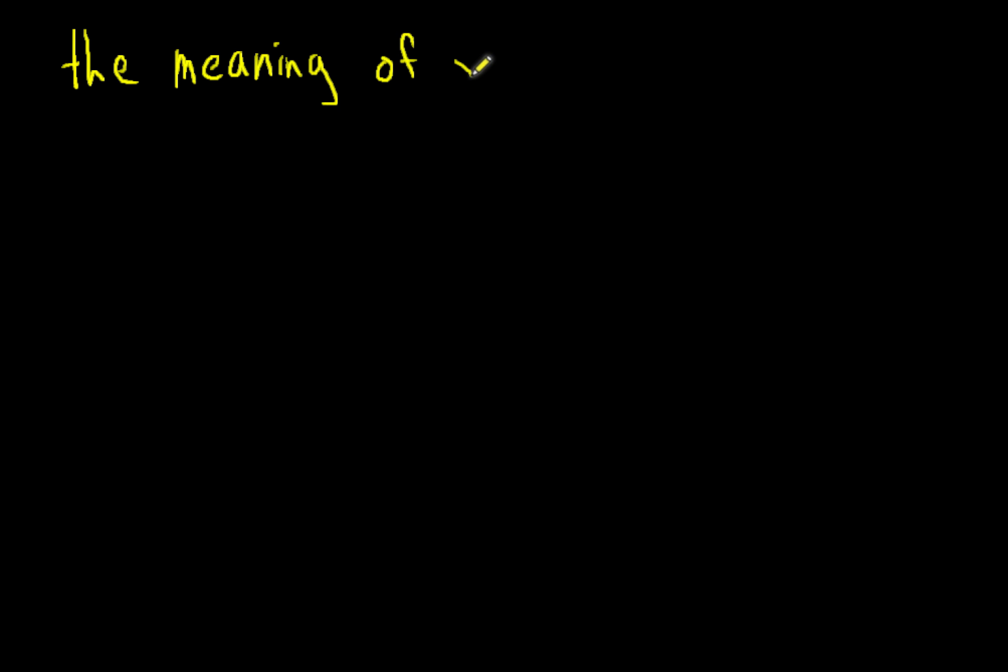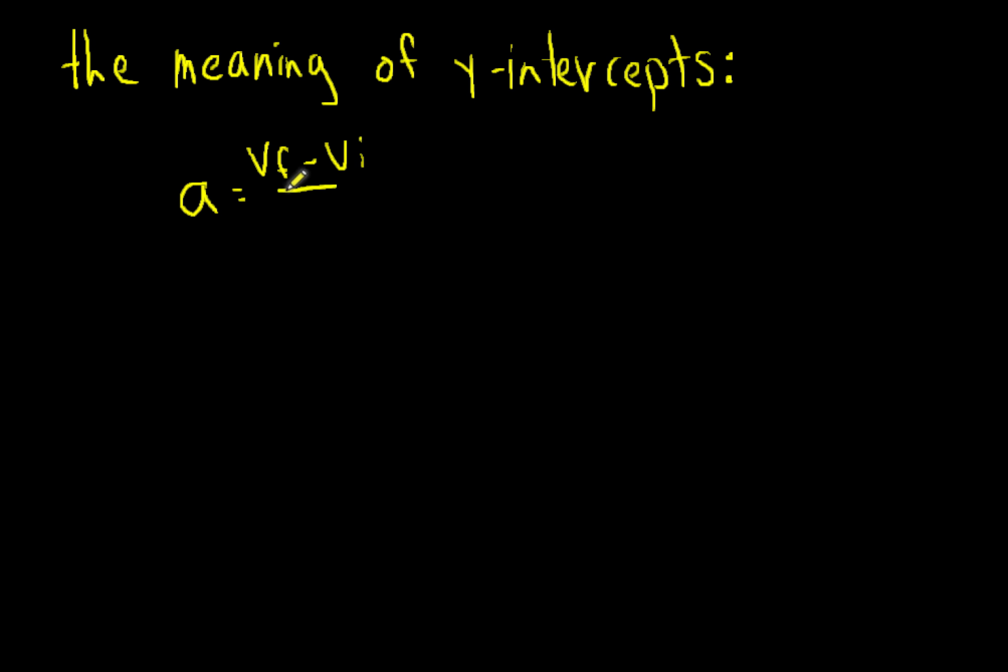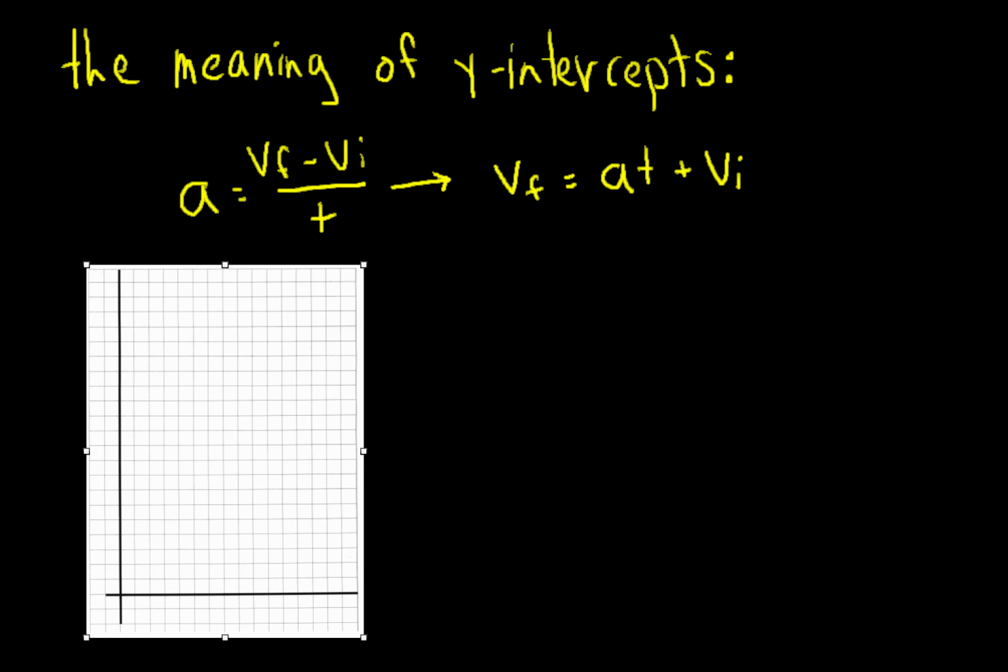We're also going to look in this lesson at the meaning of the y-intercept on a graph, because some of your v versus t and d versus t graphs will have a y-intercept. First, let's look at a v versus t graph by examining the equation a equals vf minus vi over t. This is rearranged as vf equals at plus vi. Now, let's look at a v versus t graph that has a y-intercept.